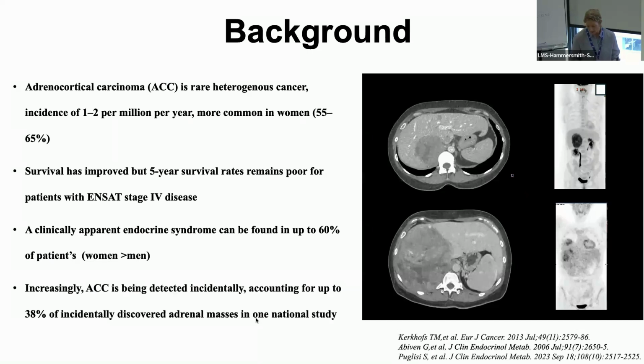Survival rates have improved over the last 5 years, but for patients presenting with stage 4 disease, prognosis or overall survival is still very poor. About 2/3 of patients will have evidence of an endocrine syndrome, with Cushing's being the most common, and again, this is more commonly seen in women than men. Increasingly, ACC is being detected incidentally in cross-sectional imaging, with some studies reporting up to 40% of cases detected incidentally on CTs performed for another reason.